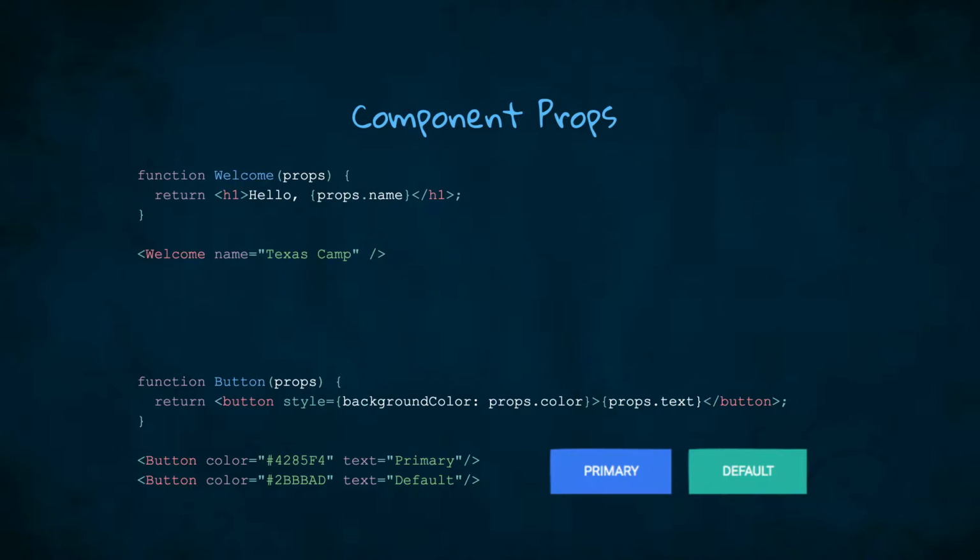But it's not HTML, it's JavaScript. So not only can we pass strings, but we can pass numbers, objects, arrays. In this example, we have a stateless functional component that just takes in a name property and then returns an H1. So our welcome component here will return an H1 that says hello Texas Camp.